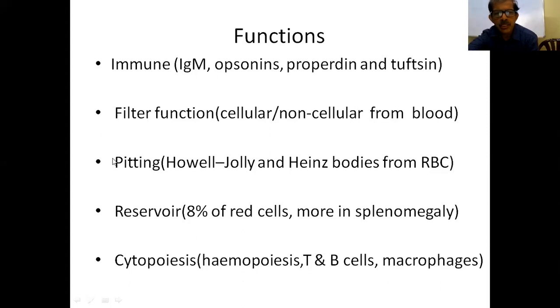so that the blood supply is improved. Then there is what is called as pitting. By this time I think you know about Howell-Jolly and Heinz bodies in the RBC. So they will be removed from the RBC, and that means the RBCs are a bit cleansed in the spleen. This procedure is called as pitting. Then it will also have this reservoir function, mainly in children and even in adults also. 8% of red cells will be there in the spleen at any given time. And this function will be more pronounced in splenomegaly.